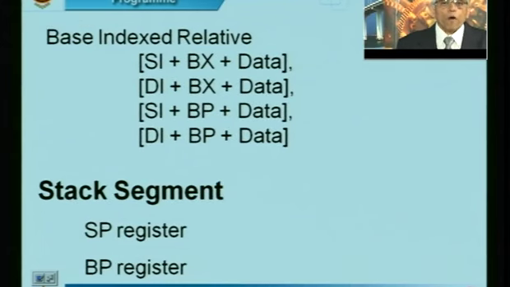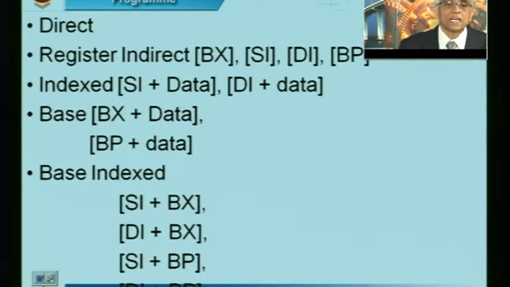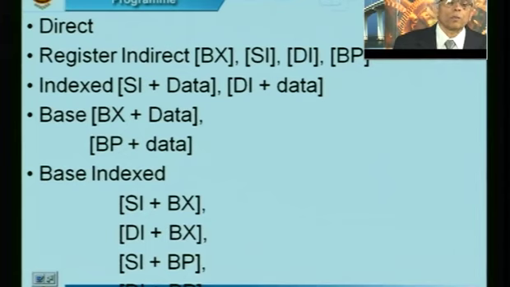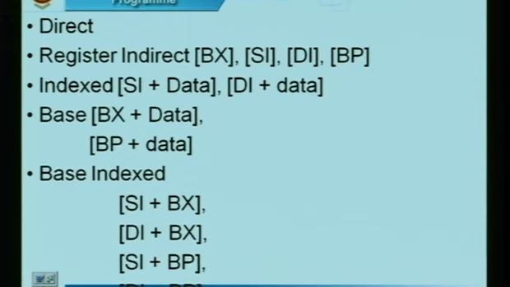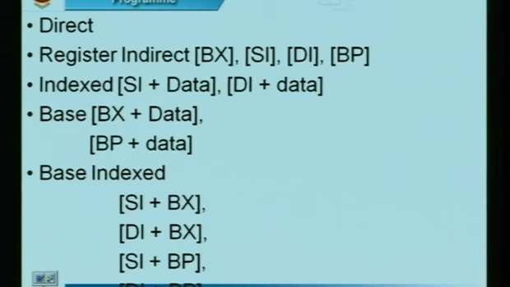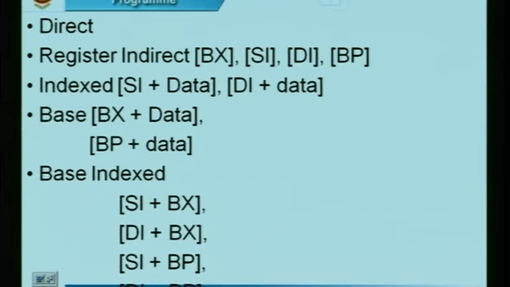Now this type of operation is called base index relative; earlier we mentioned this as base indexed. The others are based, indexed, register indirect, and direct. These are all the mechanisms adopted by the microprocessor to access a particular memory location. This process of calculating the address is called an addressing mode, which we will discuss in coming sessions.